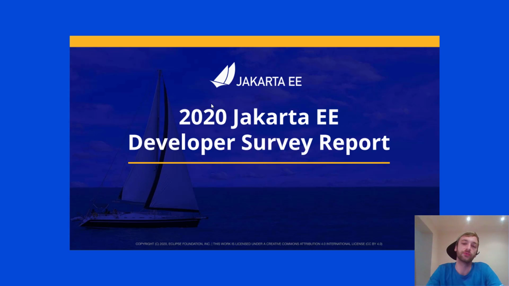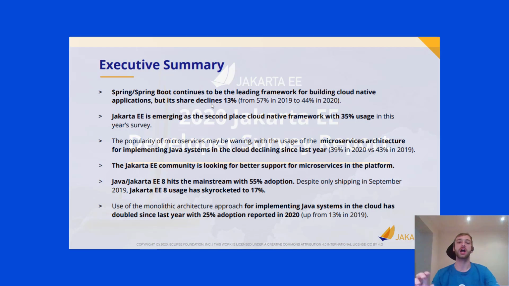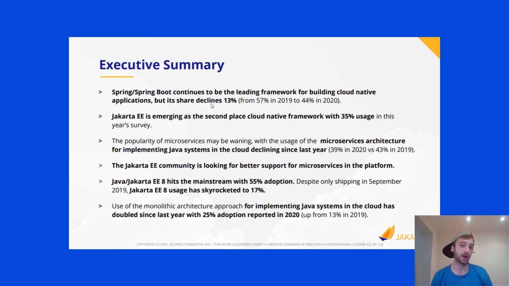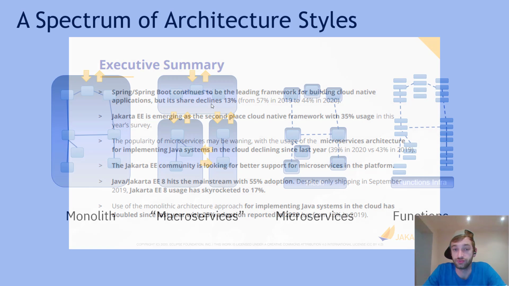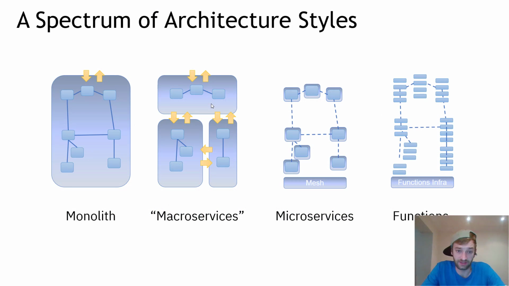So I don't know who saw the Jakarta EE developer survey. They essentially made quite a lot of bold statements. I'm more focused on the third one here today, which was basically that the popularity of microservices may be waning, with the usage of microservice architecture for implementing Java systems in the cloud declining since last year. So let's think about that for a second. Now, in my mind, no, microservices are not going anywhere, and I think they should definitely still be the default architecture style you choose when creating cloud-native applications.